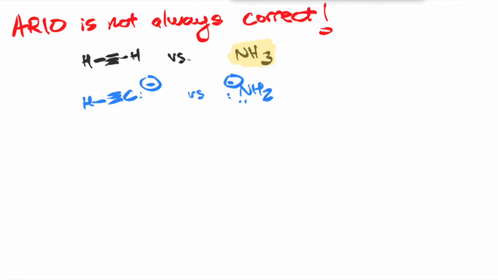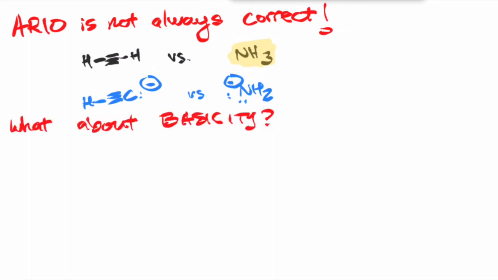Now you can also use ARIO to predict basicity. As we said before, the stronger your acid, the weaker your conjugate base is. So it's basically the opposite effect. So in a nutshell, it's just going to be completely opposite. The more stabilized the negative charge on the base is, the weaker that base is.